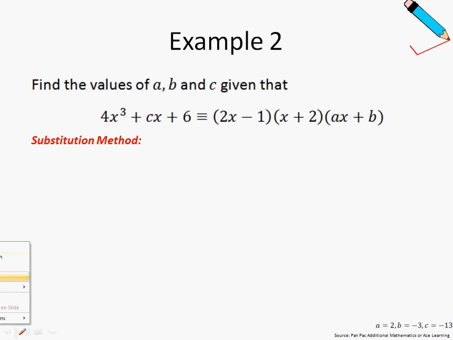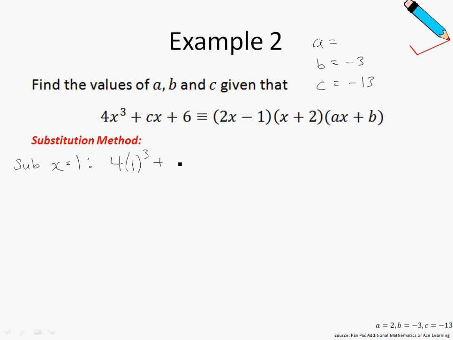So now what should we substitute? Once you have found two of these constants, or two of these unknowns, you can substitute any value that you want to find a. Previously b was this and c was this. So let us try substituting x equals 1, for example. If I sub x equals 1, on the left we have this.